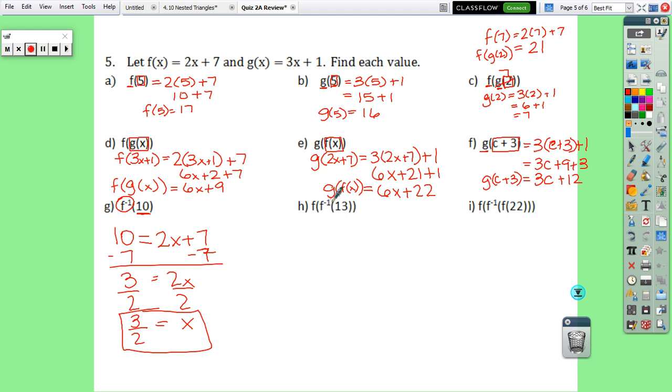Remember that an f and an f inverse cancel each other out and all you're left with is your original input. So over here, an inverse and a function cancel each other out. So really what we're saying is we want 22 to be the input into the f function. So f of 22 is equal to 2 times 22 plus 7, which is 44 plus 7, which is 51.